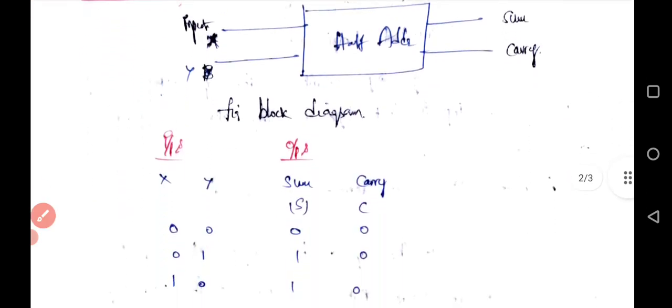Let us see the combinations. Suppose we take the input combinations x and y as 00, 01, 10, 11. What about the sum? 0 plus 0 is equal to 0, sum 0, carry also 0. 0 plus 1 is equal to 1 with carry 0. 1 plus 0 is equal to 1, carry 0. 1 plus 1: sum is 0, carry is 1.